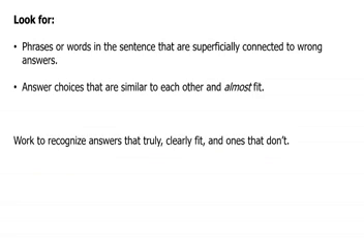Okay, so in short, what do you want to look for to make sure you answer these correctly? Phrases or words that are superficially connected to wrong answers. So thematically similar words in the sentence and the answer choices that don't quite match the true intended meaning of the sentence. Beware of that. And you also want to avoid wrong answer choices that are similar to each other and almost fit. If you see three similar words for a blank, figure out which word is different and which word is the true fit. In other words, recognize answers that truly, clearly fit, and learn to recognize the answers that don't really fit, even when there's similarities.